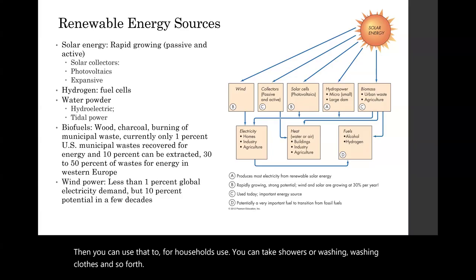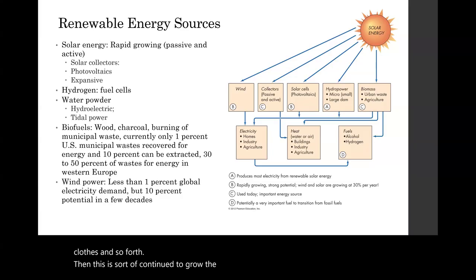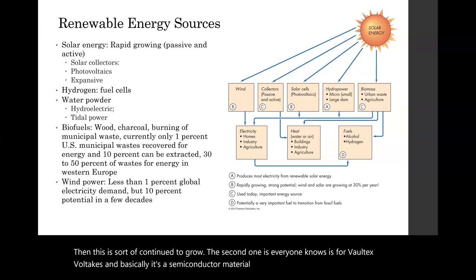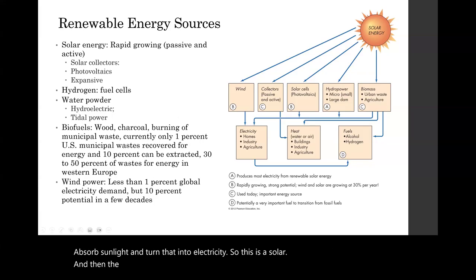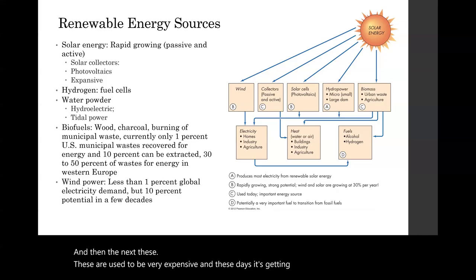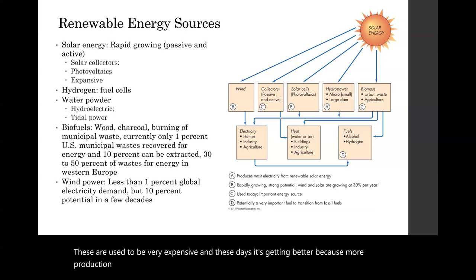Then this is for continued growth. The second one, which everyone knows, is photovoltaics, basically a semiconductor material that can absorb sunlight and turn that into electricity. So this is solar. These used to be very expensive, and these days it's getting better because of more production of solar panels, and it's increasing like 35% a year. Okay.